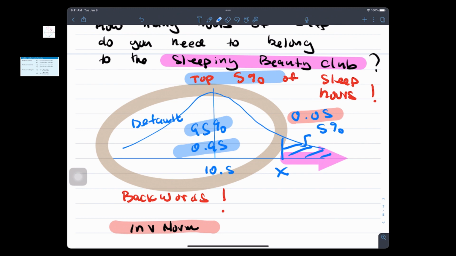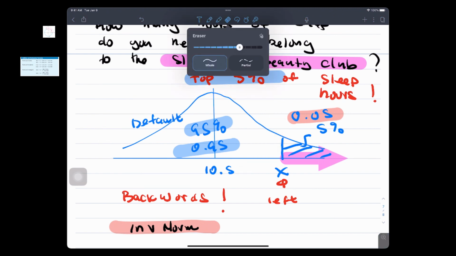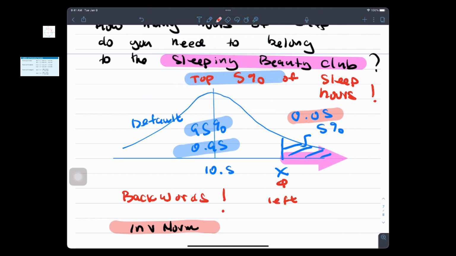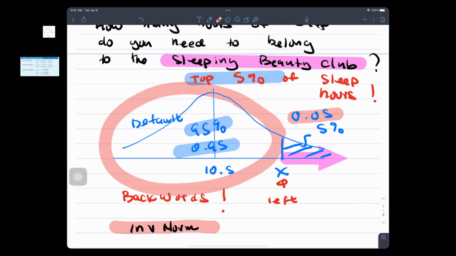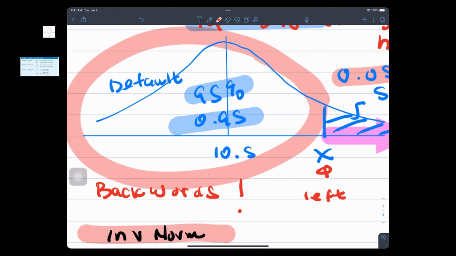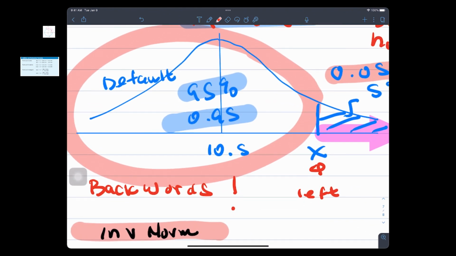All right. Now, do you know your left from your right? The default focuses on area to the left of that number. And you go, what's area to the left of this number? It's that 95% we're talking about. So they're talking about this. You got to know 95%. So I'm going to go to the TI now to express that to you.